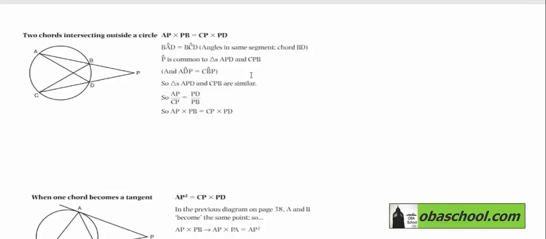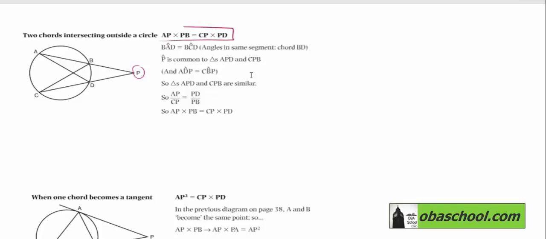In this tutorial, we're going to be talking about two chords intersecting outside a circle. Now at first, if we take a closer look at this diagram, we have to prove that AP, with P outside the circle as you can see, we need to prove that AP multiplied by PB is equal to the product of CP and PD.